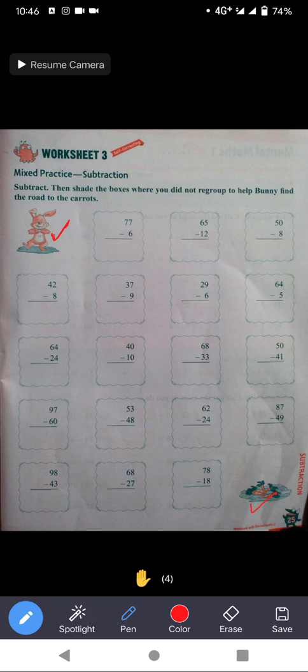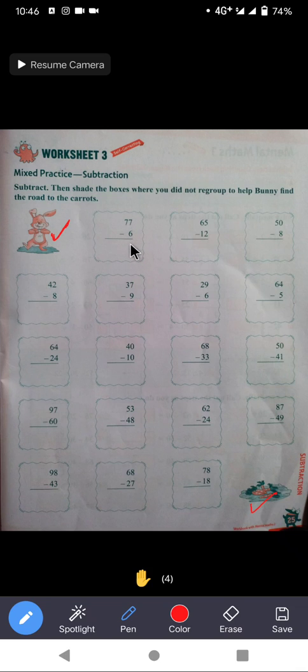Okay, so we have to shade only those problems where we do not have to regroup. Let's see here. First one, 7 minus 6. So 6 we can easily subtract from 7, so there is no need to regroup in this. Directly we can subtract 6 from 7.